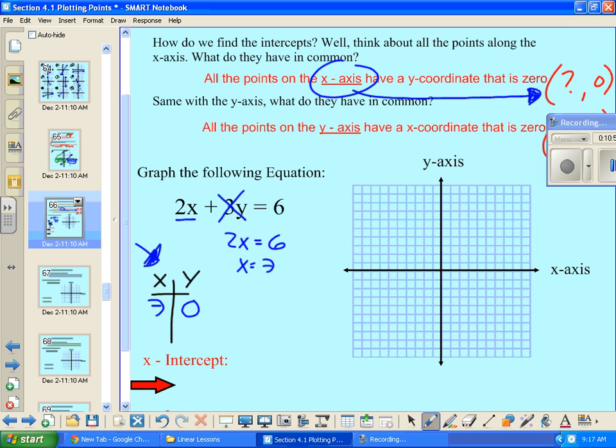So what do I know? I know when y is 0, x is 3. This is like an ordered pair, and what do you know? If I go over 3 and up and down 0, it's on the x-axis, so this must be my x-intercept for this problem.